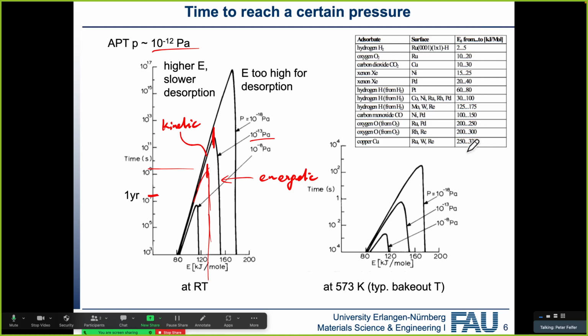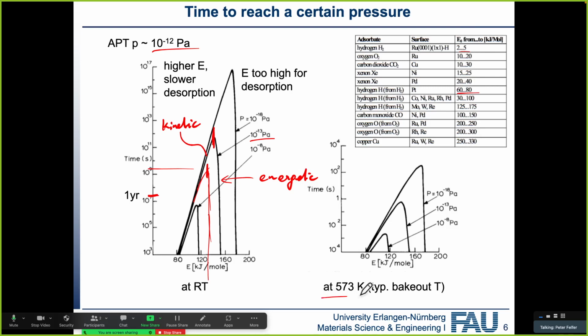And here we just have some typical desorption energies. This is what I could find in literature. Typically, you don't really find the ones that are most important for us, but you can see hydrogen from platinum. This is something that sticks pretty well. Hydrogen from ruthenium doesn't stick as well, but typical desorption energies can be around that sort of energy level.